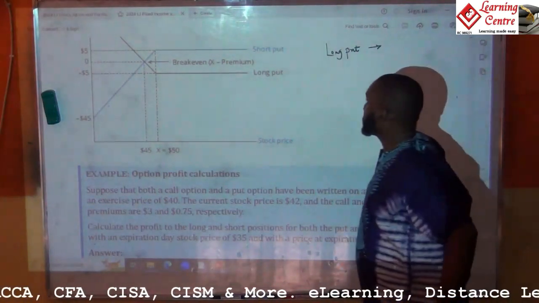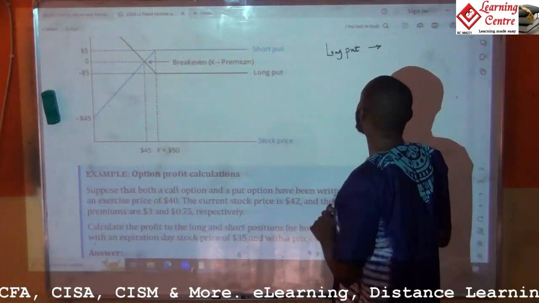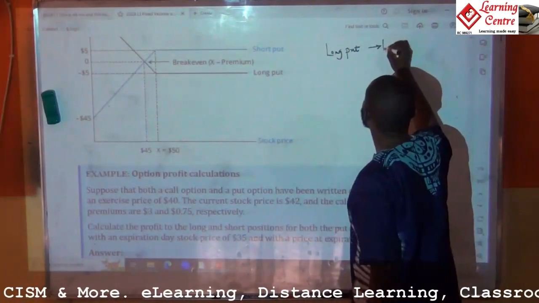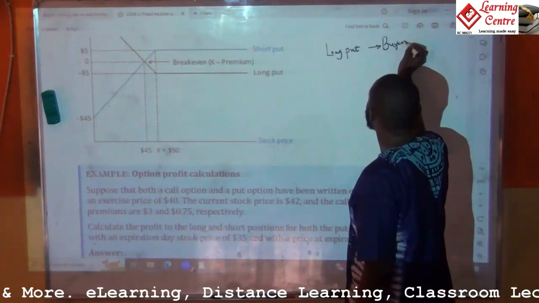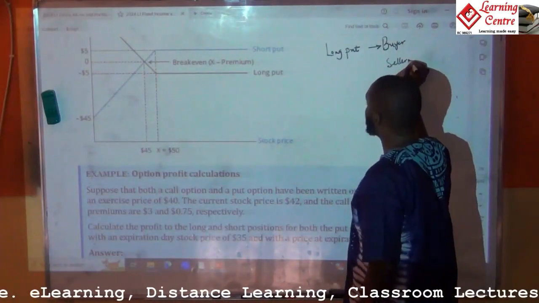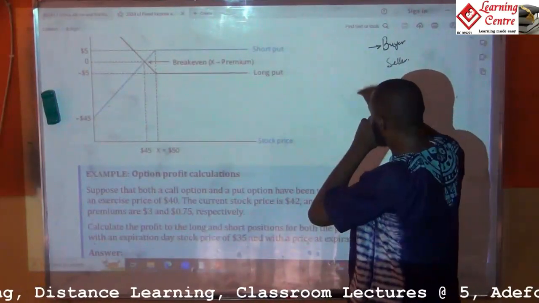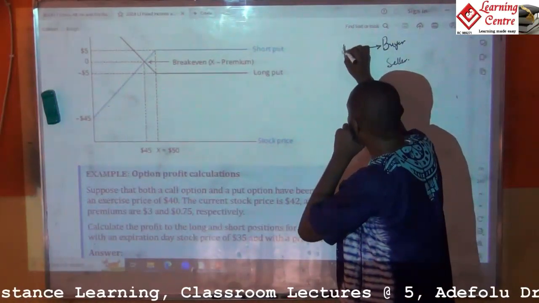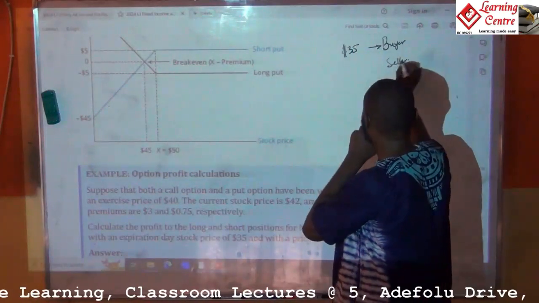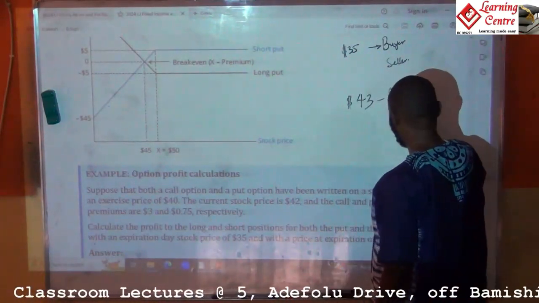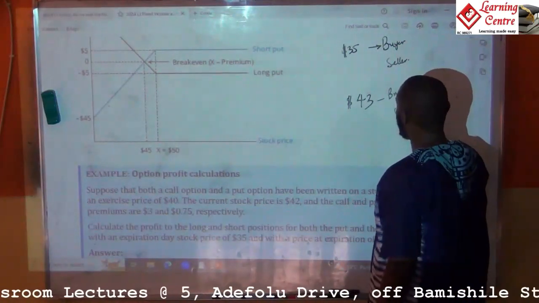Alright, so there is the long quote. This long quote, you will tell me buyer and seller. For the $35, tell me buyer and seller. For the $43, tell me buyer and seller.